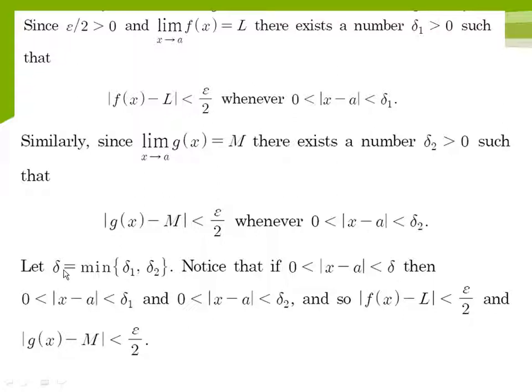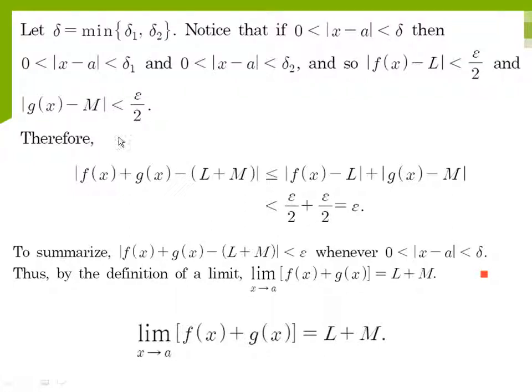So, now we choose delta as the minimum of those two, delta 1 and delta 2. Then, if the absolute value of x minus a is between 0 and delta, that satisfies this one and this one. This condition gives us this. This condition gives us this. So, all together, this can be written as this one, and this one is less than epsilon over 2, and this one is less than epsilon over 2. So, the addition makes it epsilon.